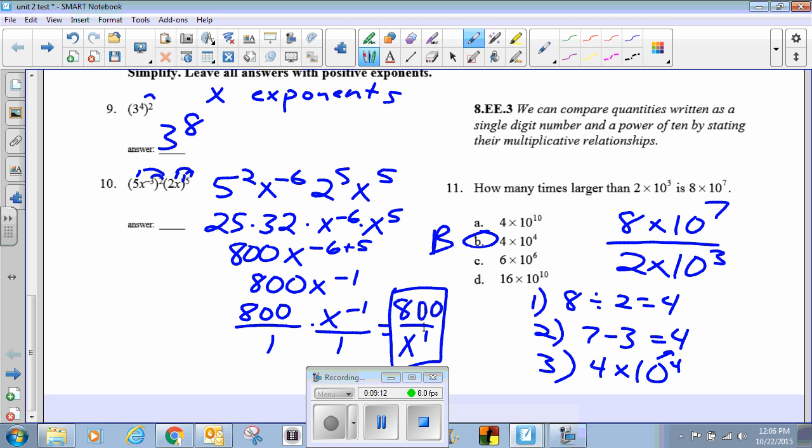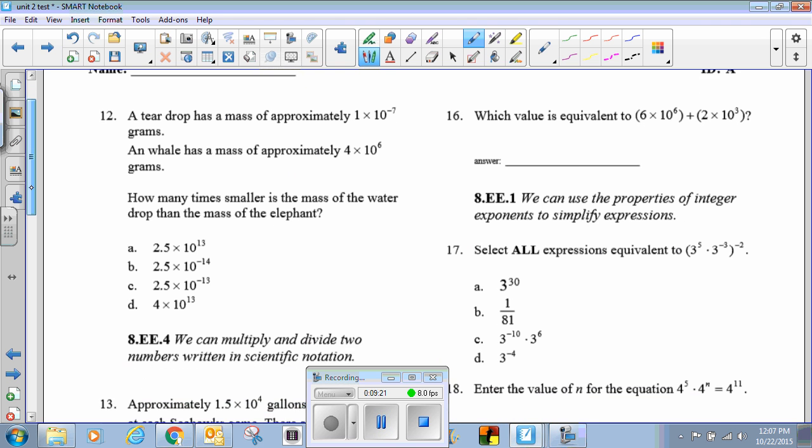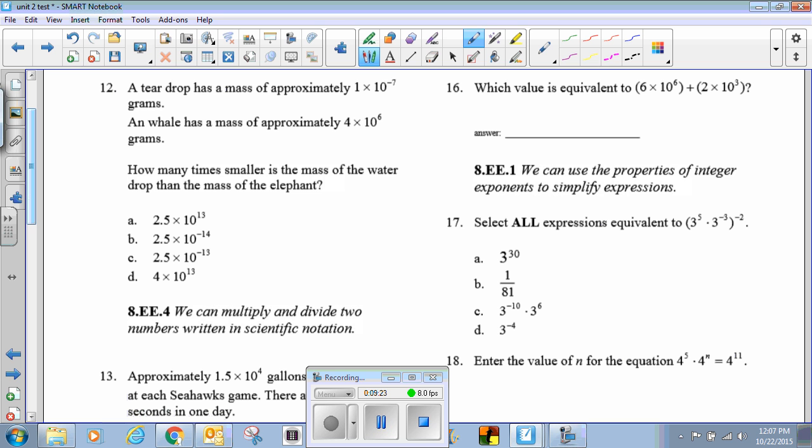Okay, page 1 done. Any questions on page 1? Okay, page 2. If you want to find out how many times smaller something is, you want to divide the smaller by the bigger.